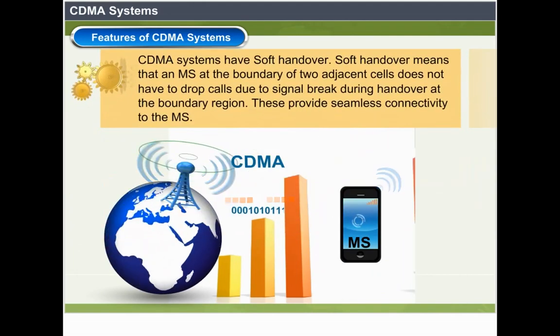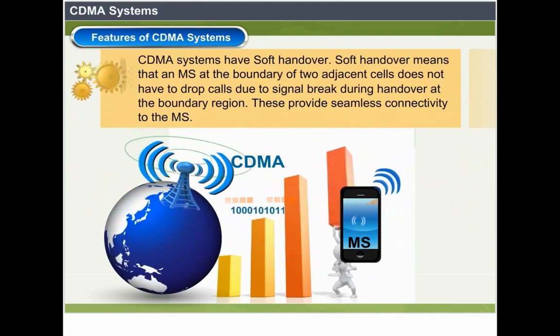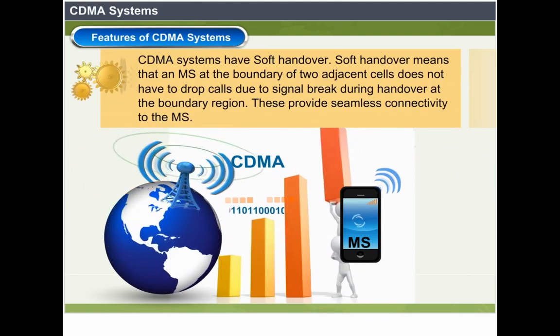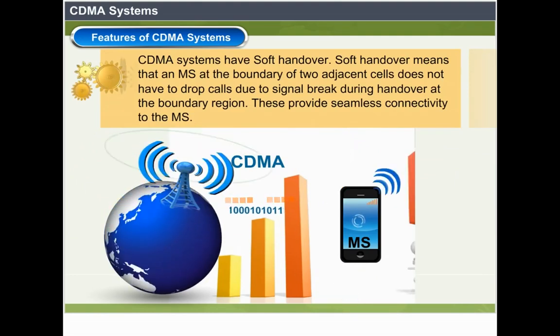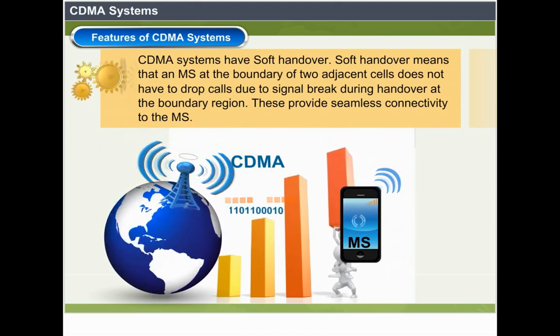CDMA systems have soft handover. Soft handover means that an MS at the boundary of 2 adjacent cells does not have to drop calls due to signal break during handover at the boundary region. These provide seamless connectivity to the MS.